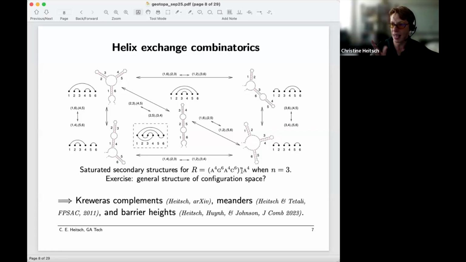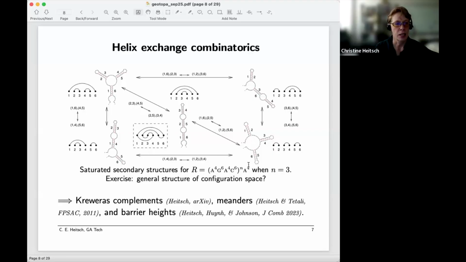In this example, copied 3 times, and then 4 A's. So you can think about the runs of A's as being spacers between the helical encodings. And then I can ask, well, first of all, how many structures are there that have the maximum number of base pairs? And in this particular case, I'm going to get 5 structures that all have 18 base pairs in them.